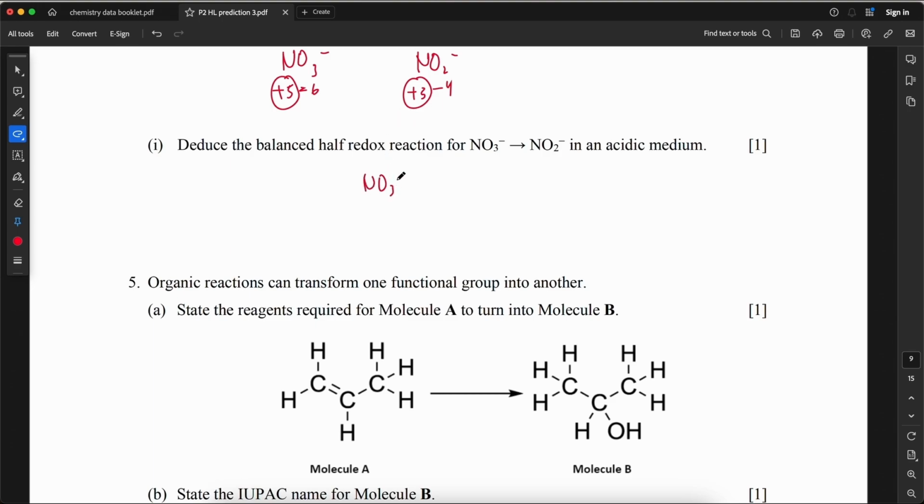NO3- produce NO2-. We need to balance the number of oxygen. Here is 3, here is 2. So we can balance by adding water. So we need one more O. So now O is 3, here is 3 as well. But H is not balanced, so we need to add 2H+ right here. Okay, so now the charge. Here is -1, -1, and we've got 2 more plus right here. So we can balance by adding 2 electrons.